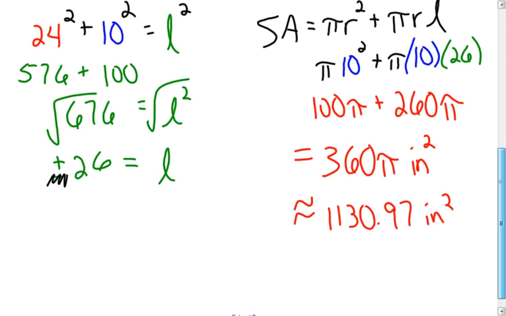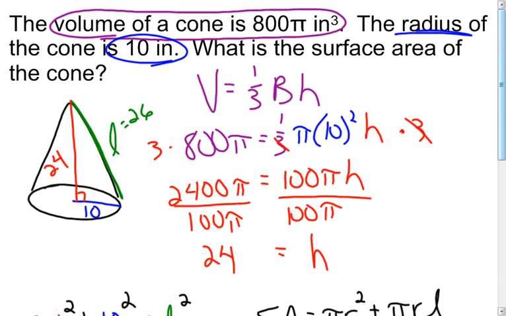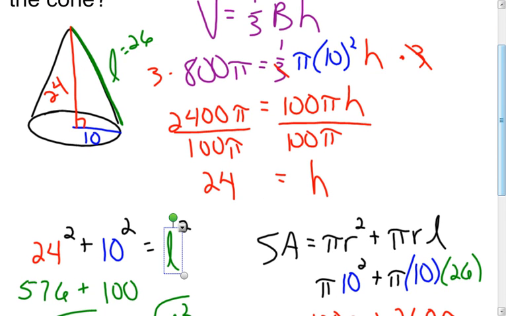So in this one, you know, it's a little more in depth, gave you volume, which allowed you to solve for the height, and then you could use the height in the Pythagorean theorem down here to calculate the slant height, which was needed to go into your surface area formula, and then plug it all in and compute your answer. That's going to conclude my lesson on volumes of cones.